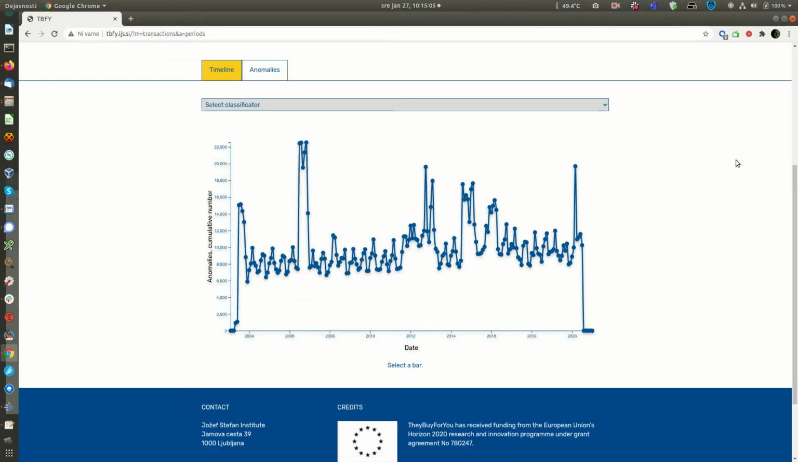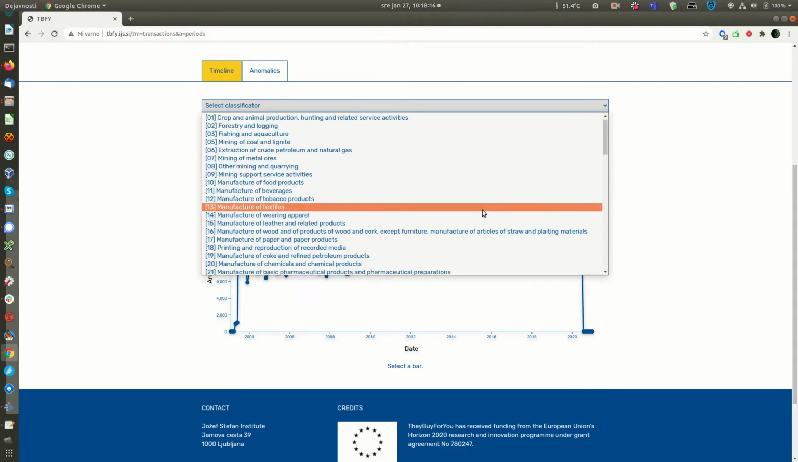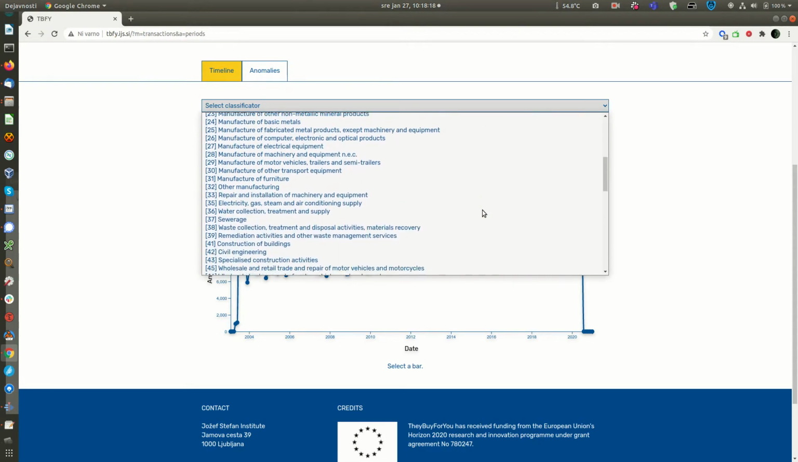In a timeline, we can see time points where anomalies are culminating, and we can correlate that with historical events. For instance, the economic and political crisis around 2012, the migrant crisis in 2016, and of course the COVID-19 outbreak in 2020. We can also check anomalies for specific industry sectors.